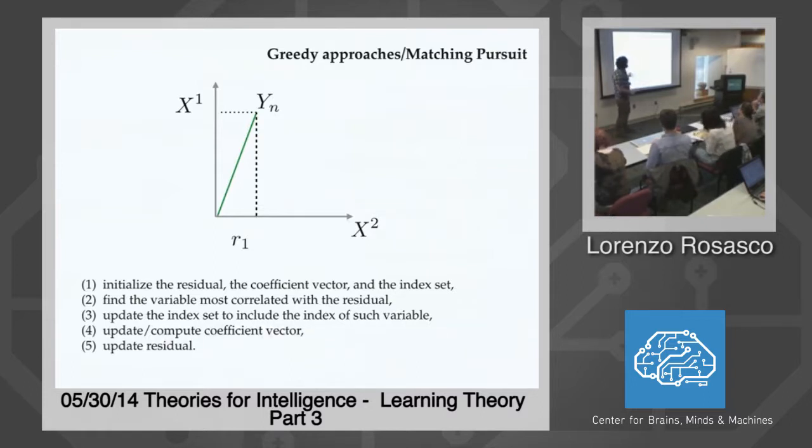Okay? Then you find the variable most correlated with the residual. Again, at the first round, you find the variable which is most correlated or most expressive of the output. Then, once you have the variable, you compute the associated solution. You put the index of the variable in your active set of variables. Okay? You compute the new residual, which is whatever is left, and then you start again. This clear?